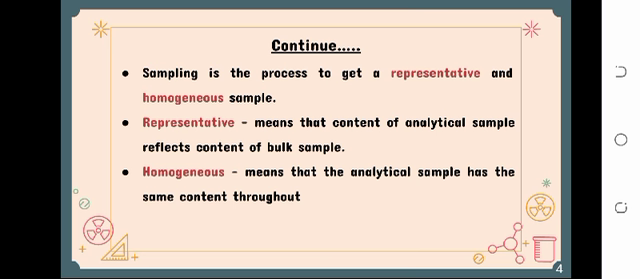Next, if we move on to the process of sampling, this process of sampling is to get a representative and homogeneous sample. Now here the word representative means the content of analytical samples reflect content of bulk sample, and homogeneous samples mean that the analytical sample has same content throughout. For example, you are taking a sample in a solid state, then you must collect all the samples from the population in the solid state to achieve the homogeneity of the sampling.